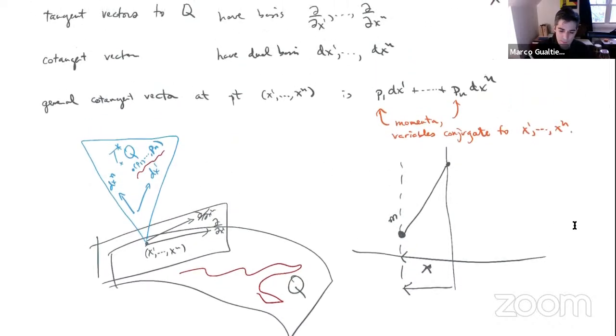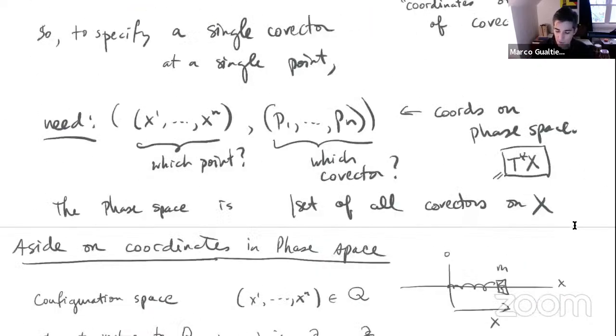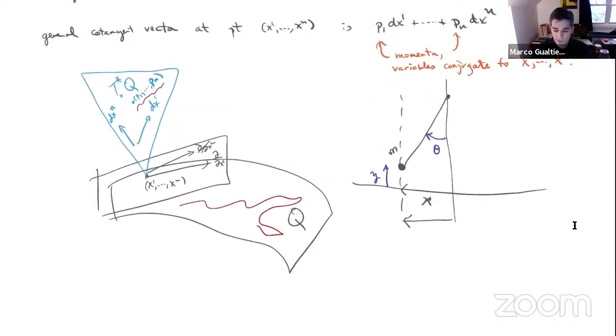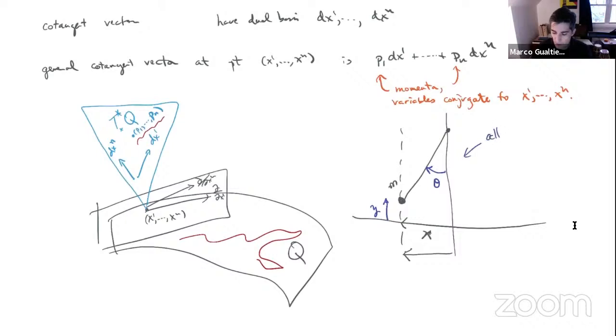But another possibility is that you could use, let's say, this angle, theta. That's a perfectly valid coordinate as well. Or, in fact, you could try to use, let's say, the height coordinate. You can pick one of them, and it will do the job of telling you where the pendulum is. Okay, and so these are all examples of coordinates on configuration space.